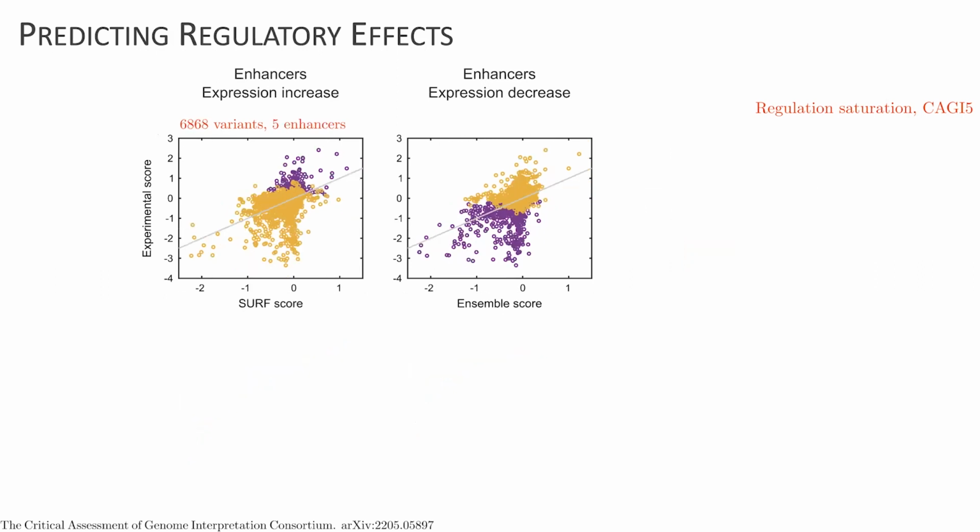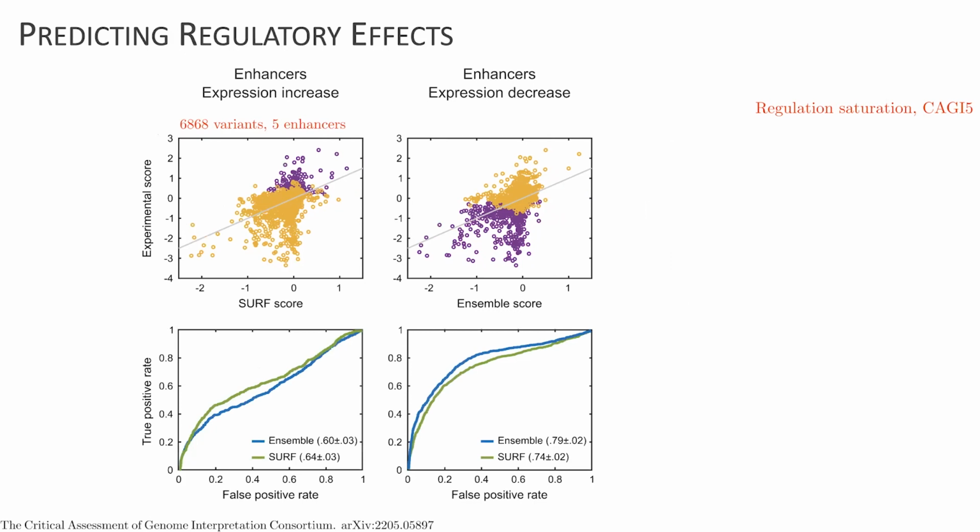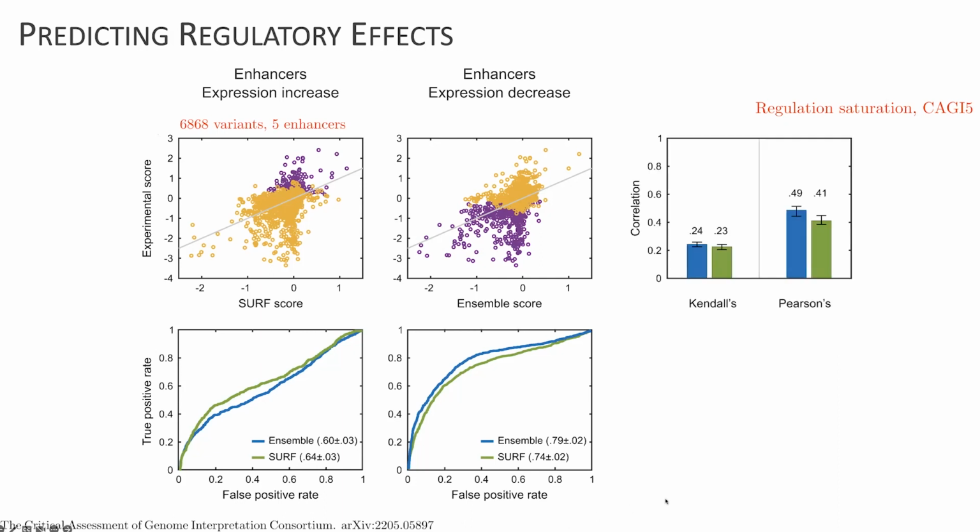Now, if I go to enhancers, enhancers work a little bit worse than promoters, and I will go fast through this challenge and just say that the top two methods, ensemble and surf, reach only about 60 and 64% for prediction of increased activity, and a better performance, as also for promoters, for the decrease in activity. So this is where predictors work better. Finally, Pearson's correlation is around 0.5.